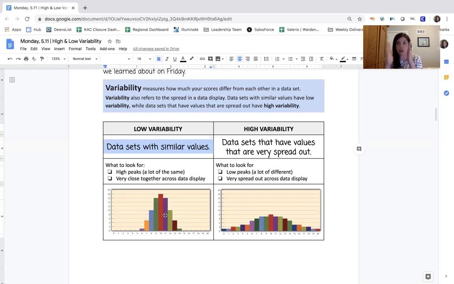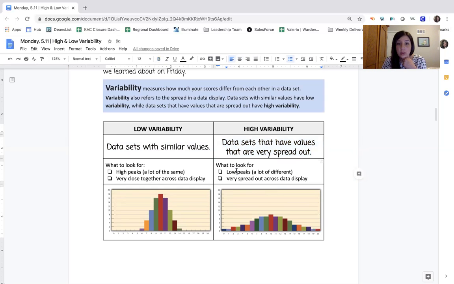There's a small range of data, which again means that there's not a lot of variance or variability in that data. There's low variability because there are a lot of similar values. Now, high variability is the opposite. High variability is a data set that has values that are very spread out. There are a lot of different data points within a data set that has high variability.